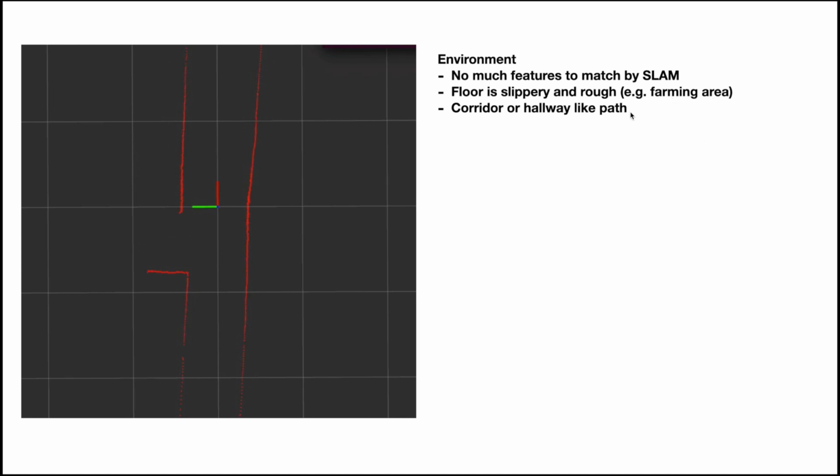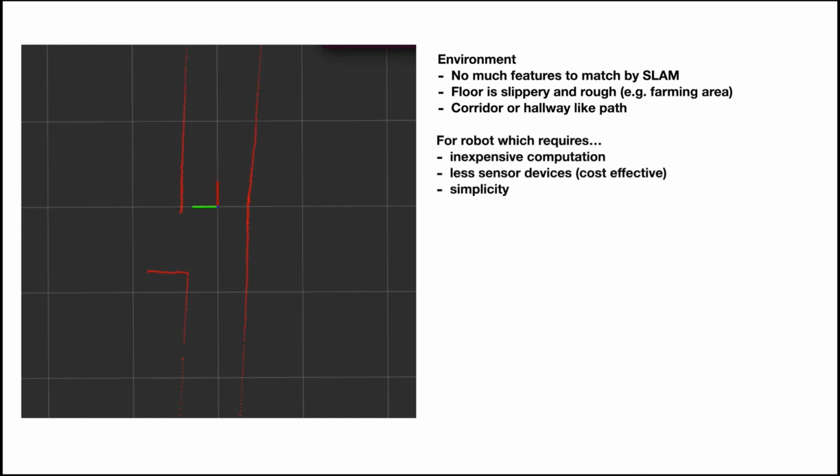So there are not many features for SLAM to do the mapping, and in the worst case where the floor is rough and slippery, the wheel odometry is not reliable. So my robot's algorithm here is for a robot which requires inexpensive computation, using only one LiDAR, and for simplicity.